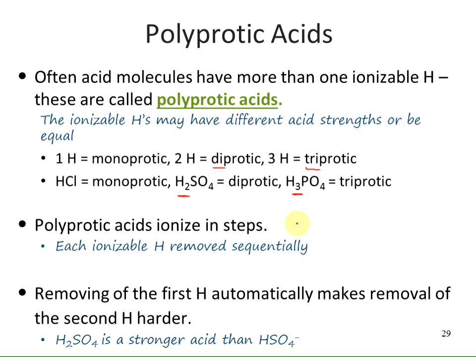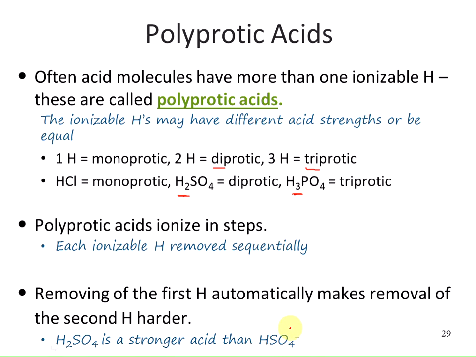Polyprotic acids ionize in steps. So each ionizable proton is removed sequentially, so one at a time. So removal of the first proton automatically makes the removal of the second proton harder. So if we're looking at sulfuric acid, the H2SO4, sulfuric acid is a stronger acid than the HSO4 minus.